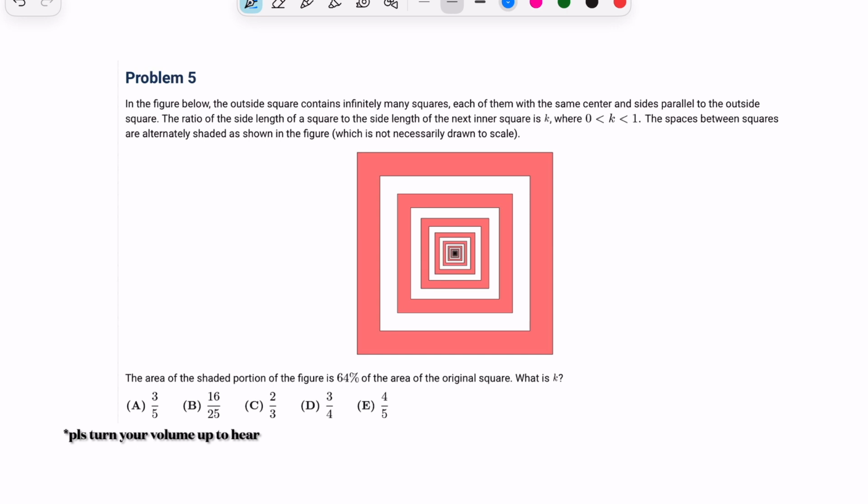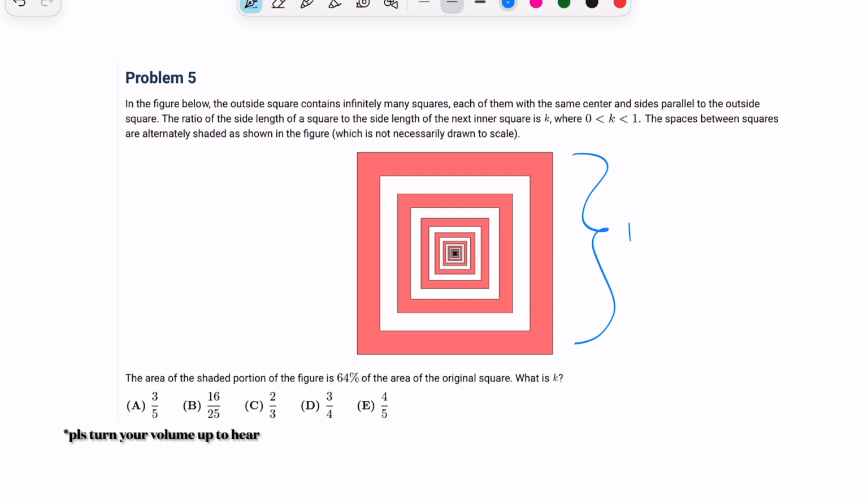The spaces between squares are alternately shaded as shown in the figure, which is not necessarily drawn to scale. The area of the shaded portion of the figure is 64% of the area of the original square. What is k? First, since the problem is only asking us about ratios, we can decide what we want the outer edge of the square to be. So let's just set it as 1 for the sake of simplicity.